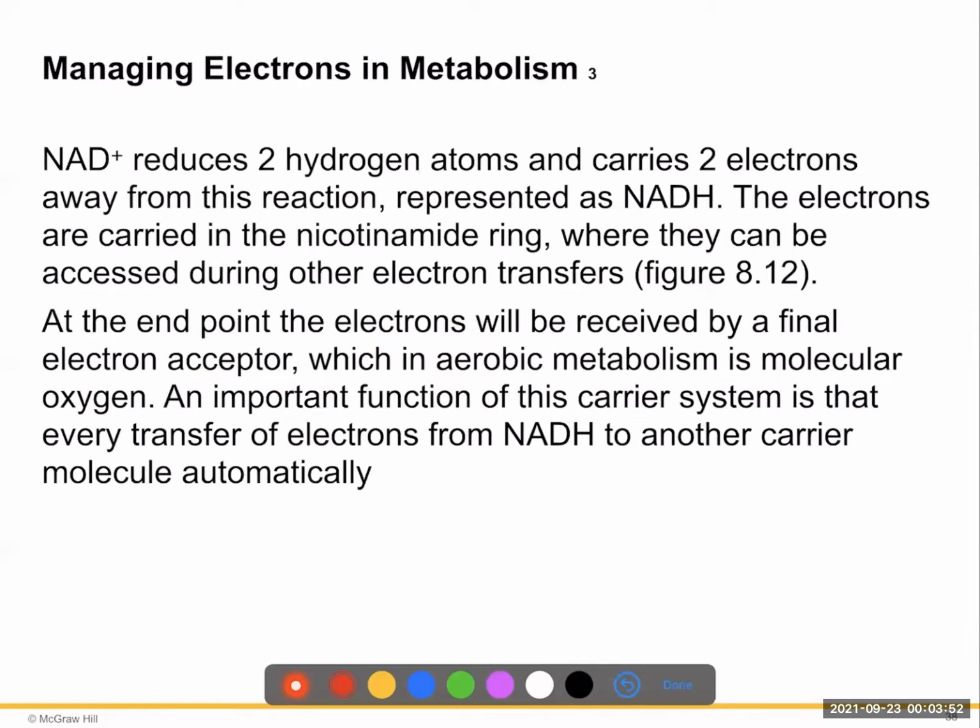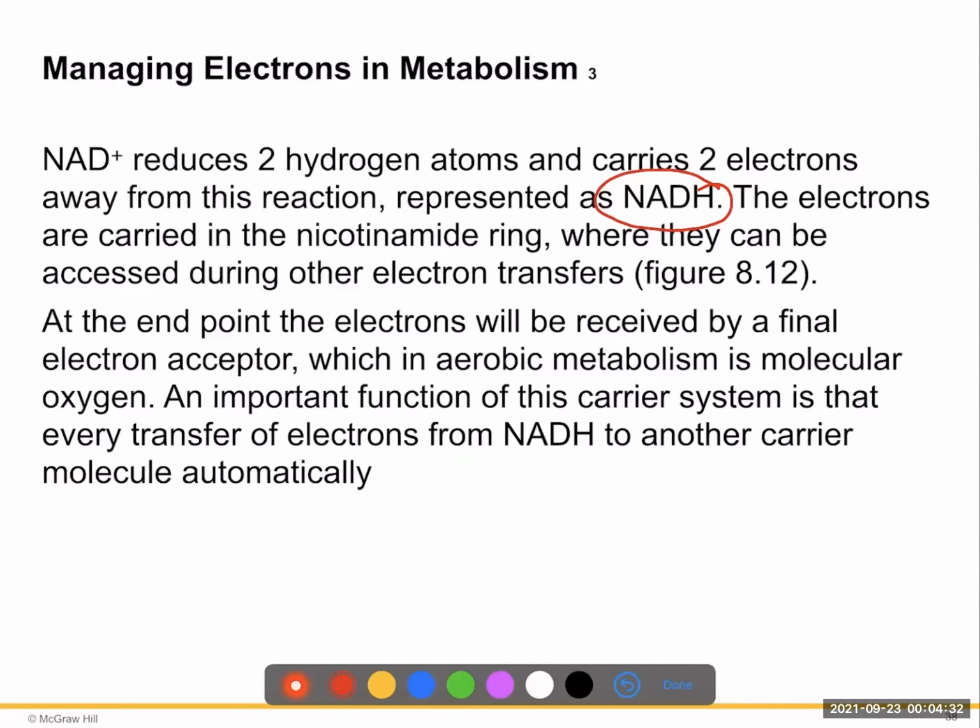NAD+ accepts 2 hydrogen atoms and carries 2 electrons away from this reaction. Once it has 2 electrons, it shares a hydrogen, and it carries those electrons out in that form. Electrons are carried into the nicotinamide ring, where they can be accessed during other electron transfer reactions, and can go down the electron transport chain, where ATP is produced. Okay. At the end point, electrons will be received by a final electron acceptor, which in aerobic metabolism is molecular oxygen. So it's aerobic respiration. We have oxygen. Oxygen is a fine acceptor of these electrons.